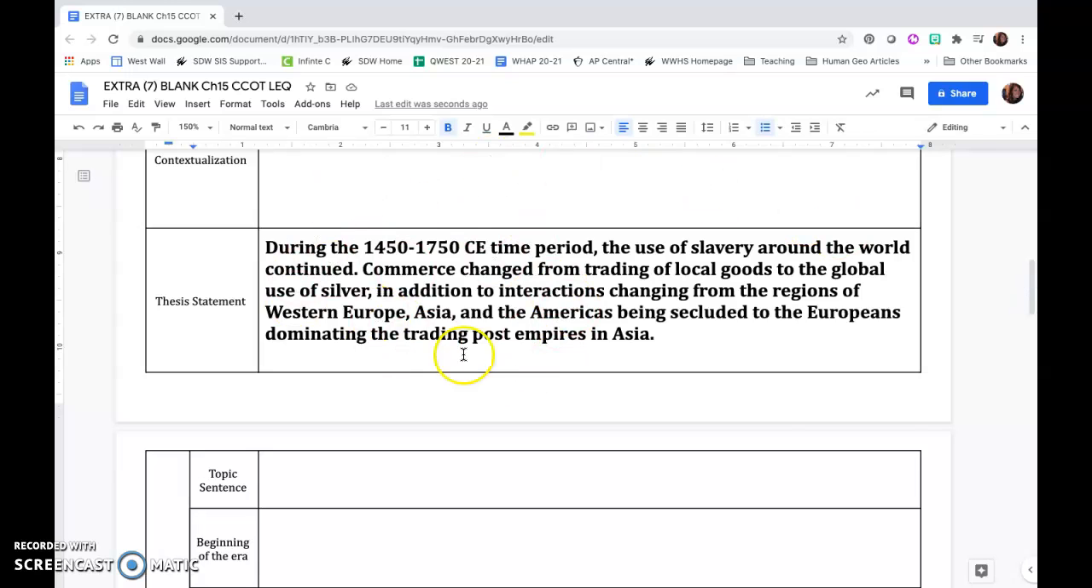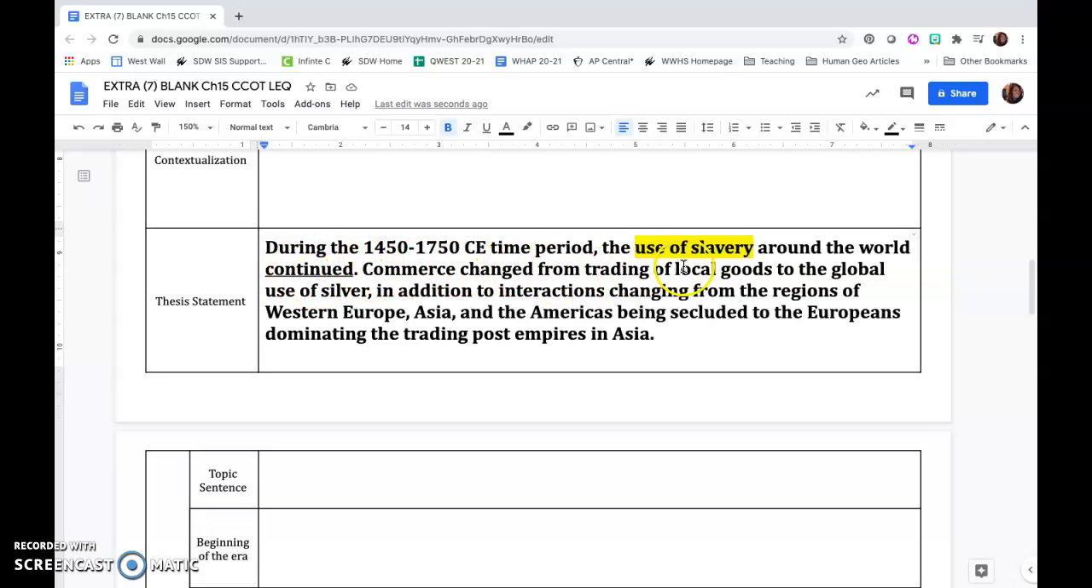So here's our thesis statement one more time. It says, "During the 1450 to 1750 time period, the use of slaves around the world continued." And again, I'm using that word "continued" here because I want it to sound as if I have read the prompt and I'm answering it with my continuity, or one of my claims. So here's one of my claims again, that use of slavery. You will also notice I have said where I am, the time period, and then again that piece of the chart, or the piece of my essay, that I need right now.